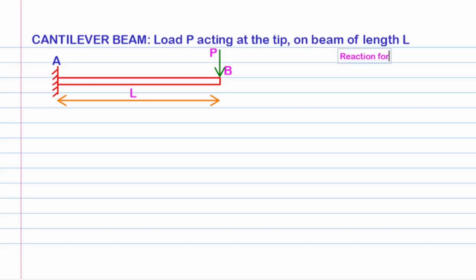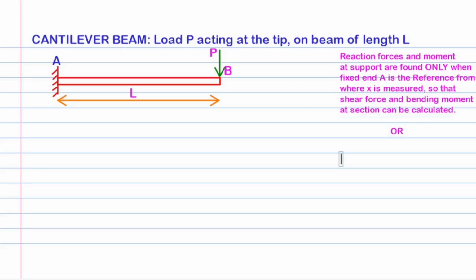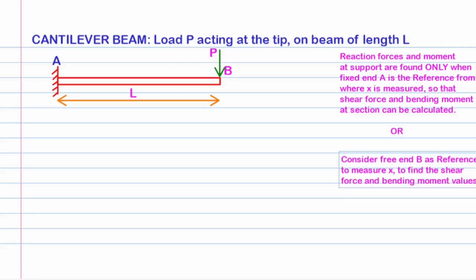One can wish to use either way, that is, considering end A as reference, requiring calculations of support reactions before finding the resistive unknowns at the section, or considering end B as reference and finding the resistive unknowns at the section directly without the need to calculate the support reactions. Here, let us consider the free end B as the reference end from where the distance x of the imaginary section is measured. We shall hence write equations for the unknown resistive shear forces and resistive moment developed at the section, considering the right part as a free body in static equilibrium.